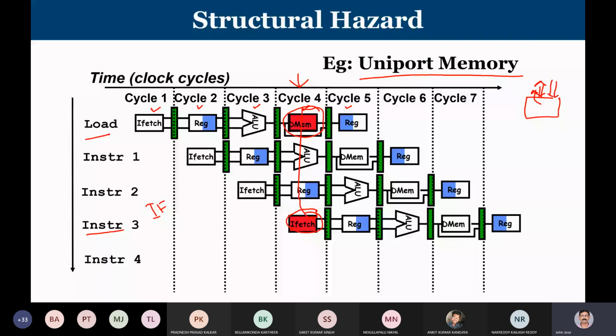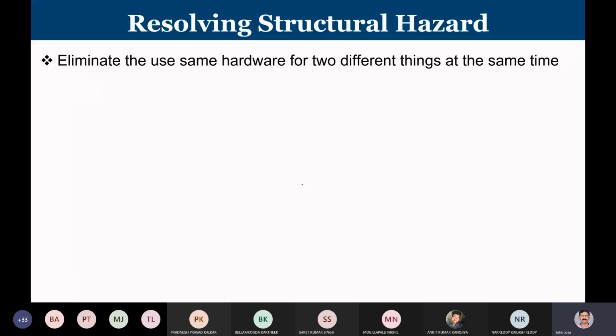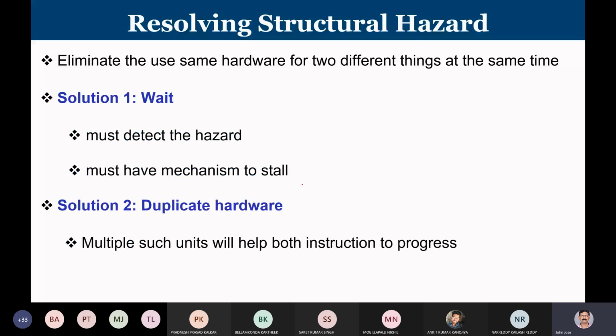If your memory has only one port, then this becomes a hazard. A memory cannot retrieve two operands at the same time. This scenario is known as a structural hazard if you have only one read port in the memory. Now, how do you resolve a structural hazard? The simple and straightforward solution is to eliminate the use of the same hardware for two different things at the same time. So what are you going to do?